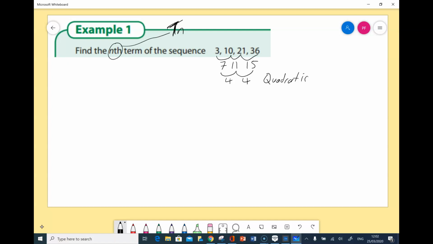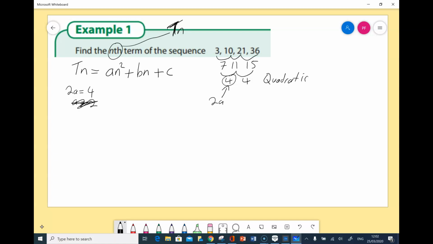Now, they want the Tn formula. We know because it's quadratic, it must look like this: an squared plus bn plus c. Our job will be to find out what a, b, and c are. The n's will stay as n's. We know from yesterday that the second difference would be 2 times a. So in this case, 2 times a is equal to 4, so a is equal to 2.